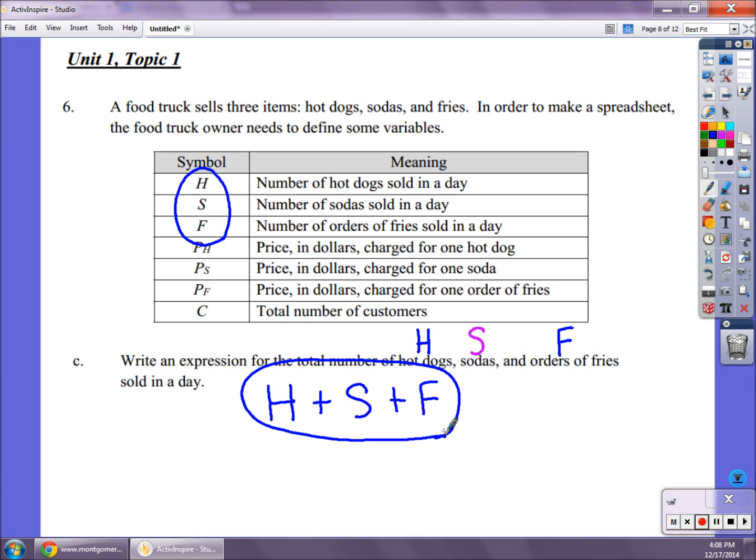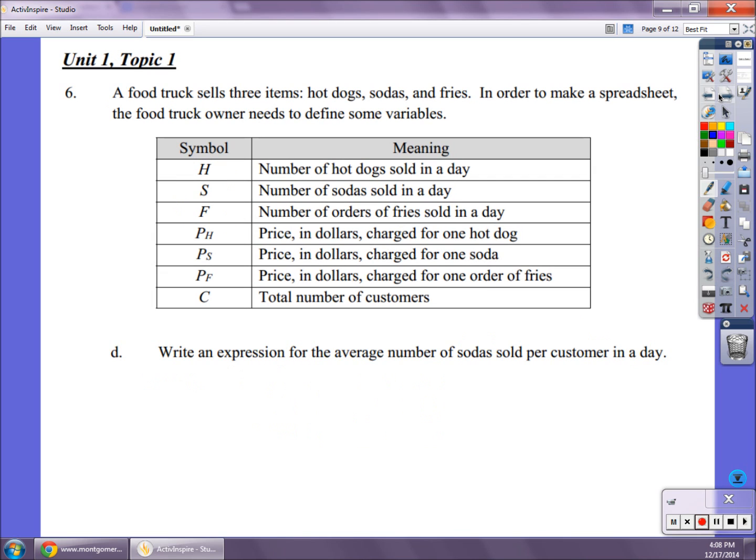All right, let's move on to letter D. Write an expression for the average number of sodas sold per customer in a day. Okay, so let's review what average is.